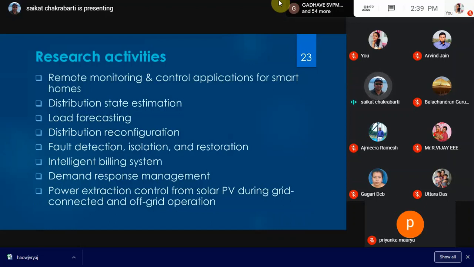Now, basically, we are a research organization, so the biggest advantage we are having after implementing this project is that the students now can test and validate their algorithms in the field. Okay, so they can implement their algorithms in the control center and validate. So that's a very big advantage that you are having now. So people are working on remote monitoring and control applications for smart homes. Distribution state estimation is another area we are heavily investing.